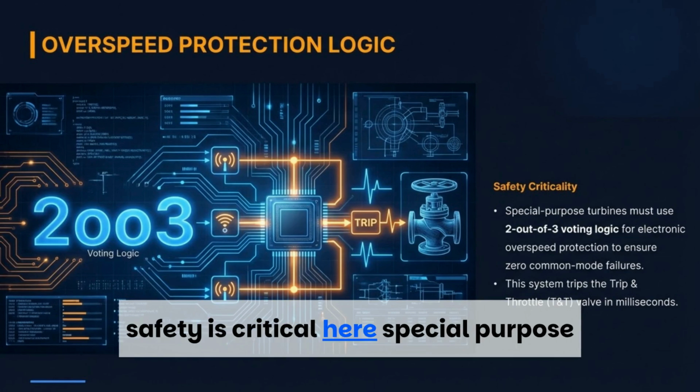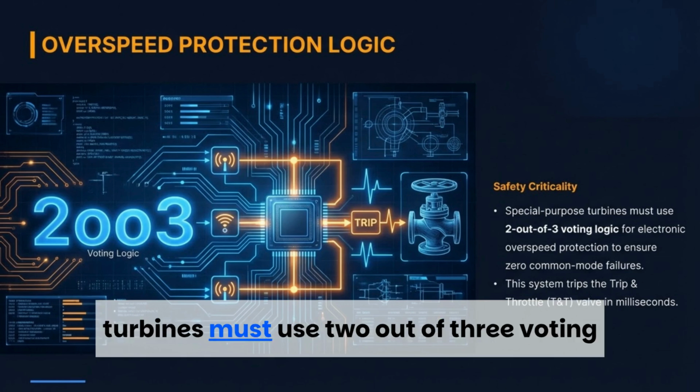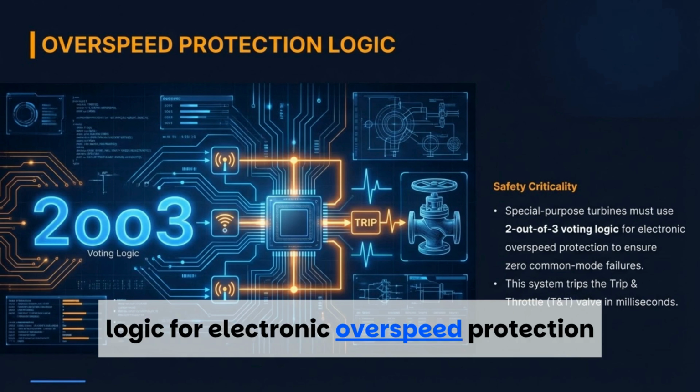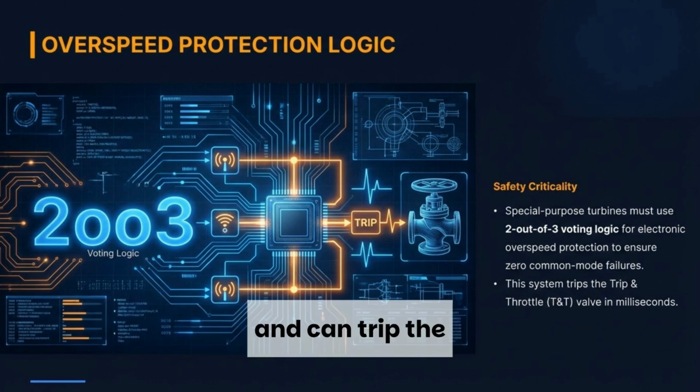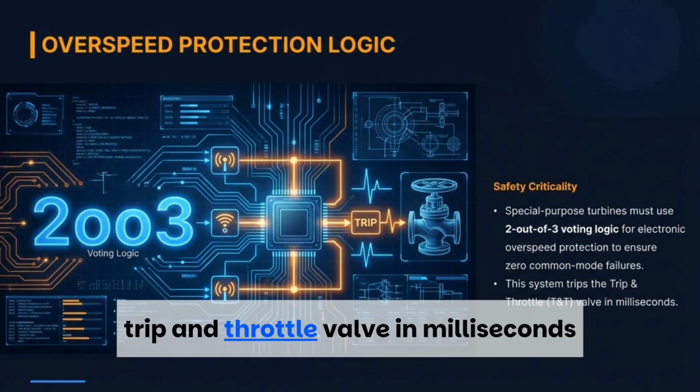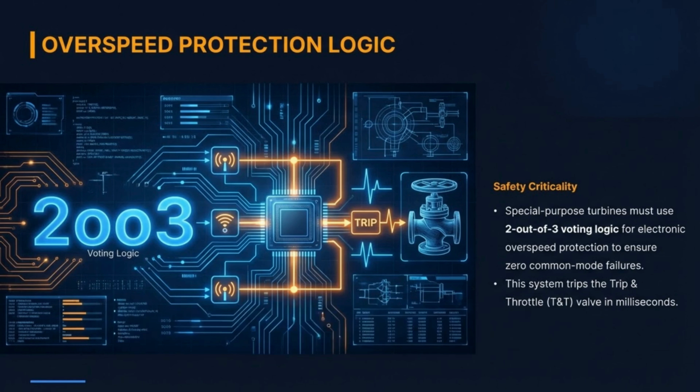Safety is critical here. Special purpose turbines must use 2 out of 3 voting logic for electronic overspeed protection. This ensures zero common mode failures and can trip the trip and throttle valve in milliseconds.